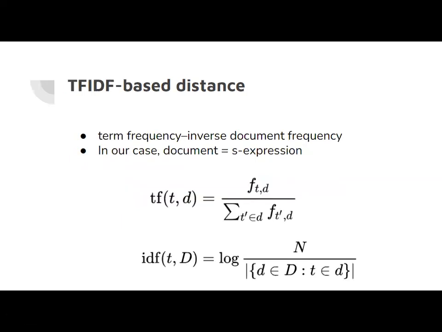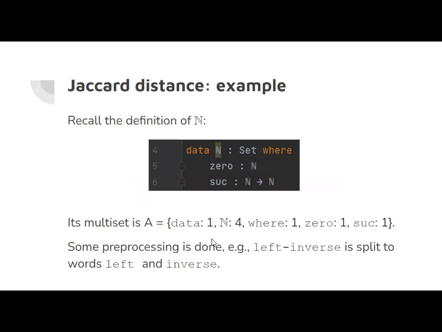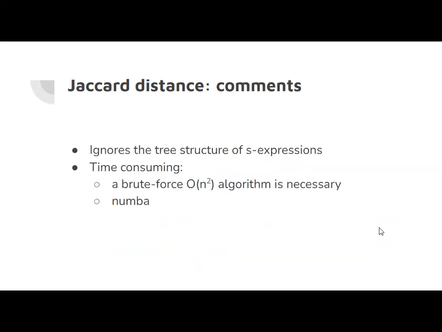And there is the other distance, or actually mapping, that we used, which is TF-IDF. So this is term frequency inverse document frequency. This was defined first for words in documents. So our words would be simply those words that we saw before, and the documents are actually S-expressions.